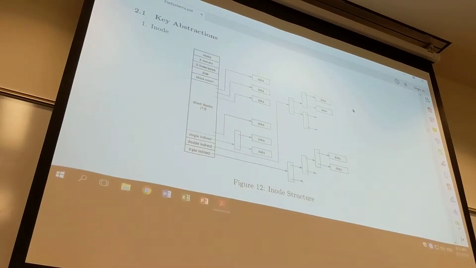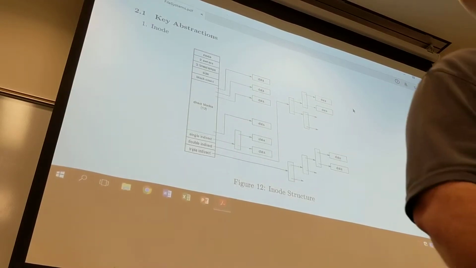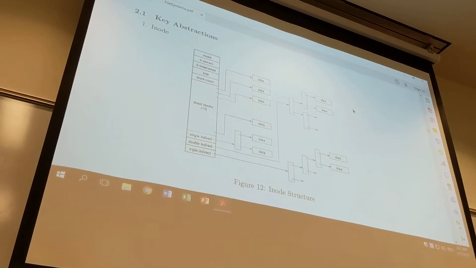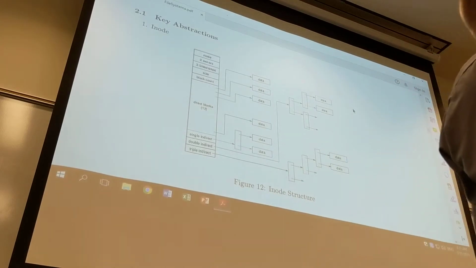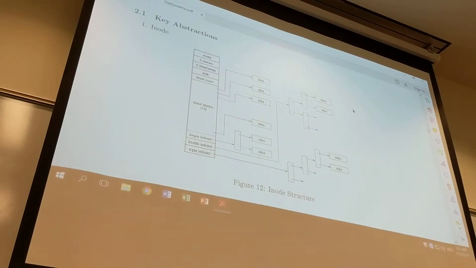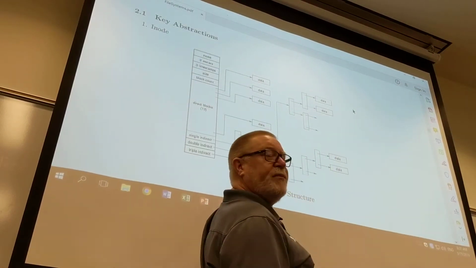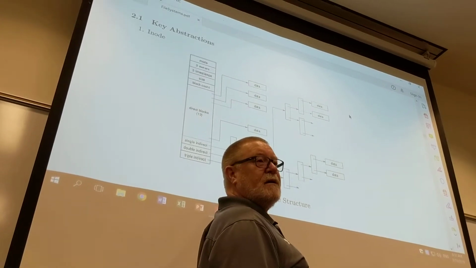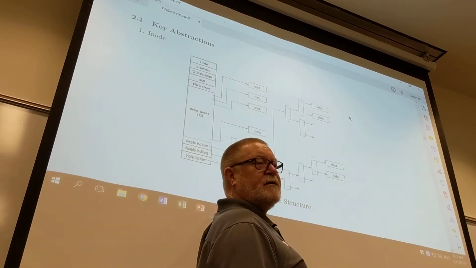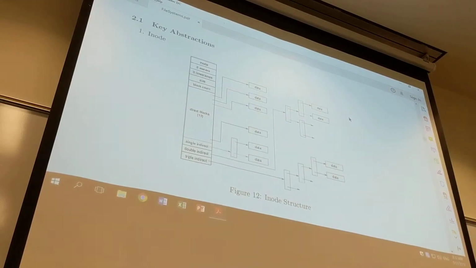Who wants to give it a shot? 4 megabytes. How did you come up with 4 megabytes? 1024 times 4K. Yeah, so the blocks are 4K, and we have this intermediate block, which has 1K pointers, which can point to 1024 of these. Okay, and it's a 4K page. So it's 4K times 1K, right? So it's going to give us 4 megabytes.